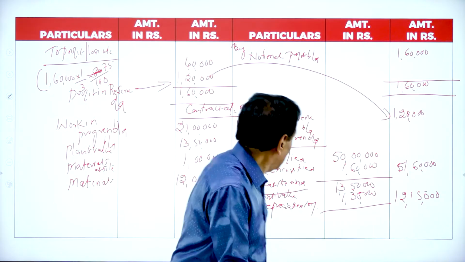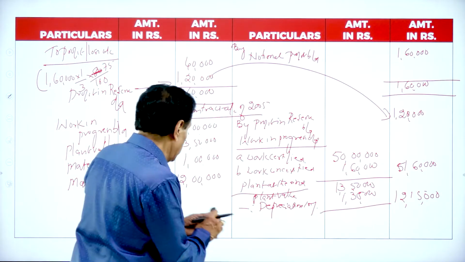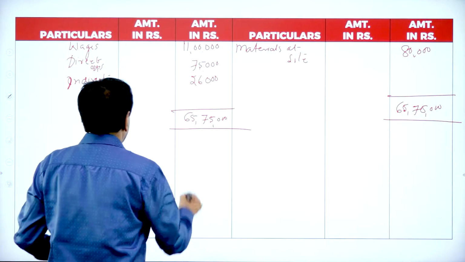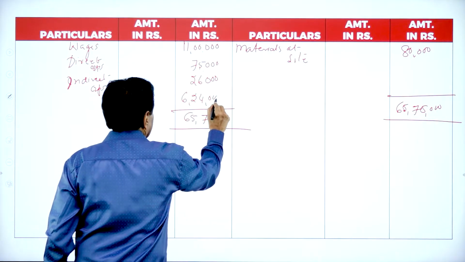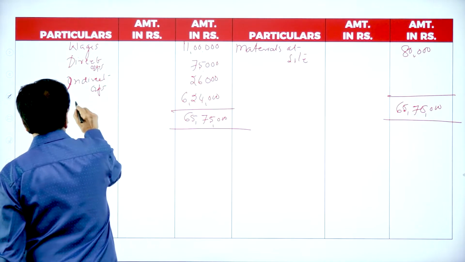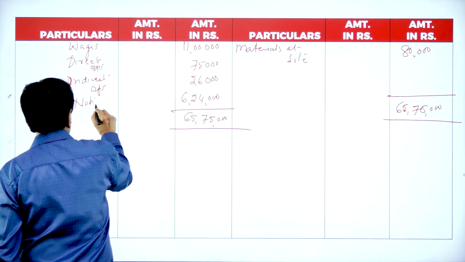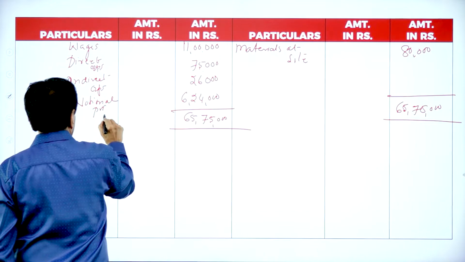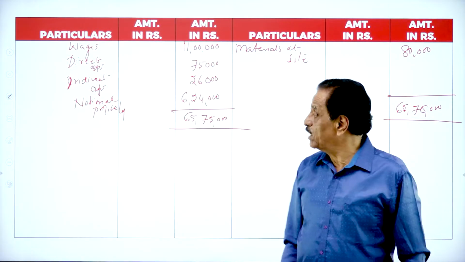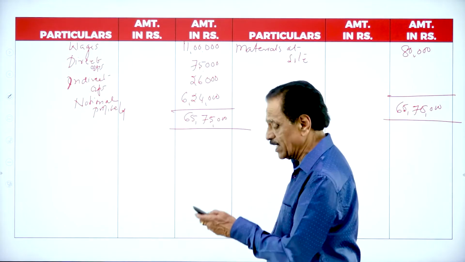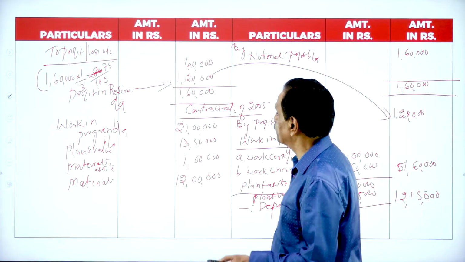6,24,000. 6,24,000 is the difference. This is notional profit carried down. So the difference will come 6,24,000. If you want, I can explain once again.